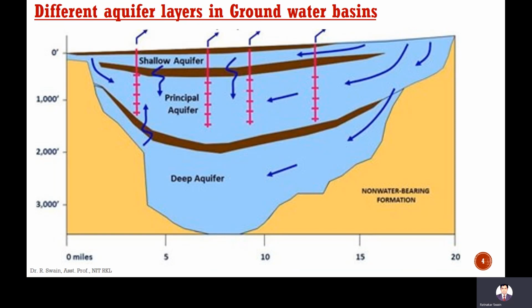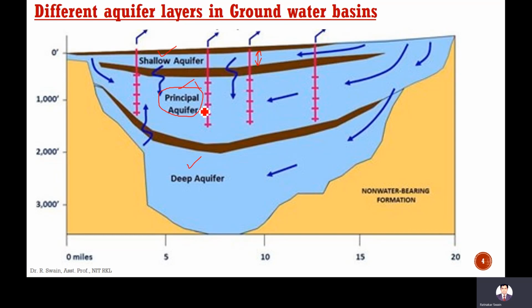Next are the different aquifer layers in groundwater basins. Aquifer layers: shallow aquifer, principal aquifer, and deep aquifer. The shallow aquifer is present just below the soil layer, just below the ground surface, and the thickness is very less. It can give some water temporarily. Some water can be extracted from the shallow aquifer, but the water is usually extracted from the principal aquifer.